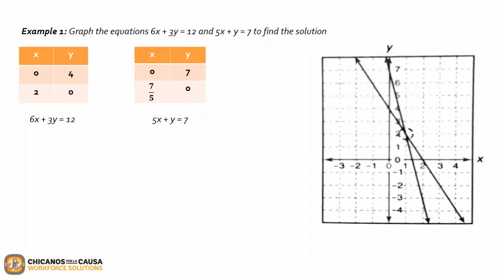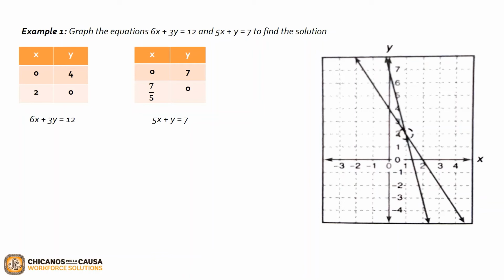For the second graph, we did the exact same thing. We did x equals 0. Once we plugged those in, it gave us a final answer for y of 7. And when we used y equals 0, it gave us an x coordinate of 7 over 5.